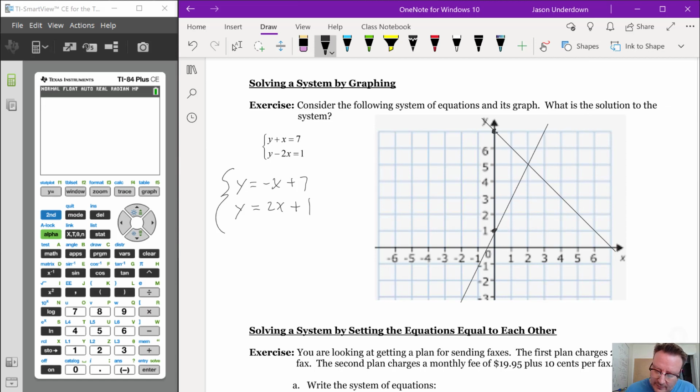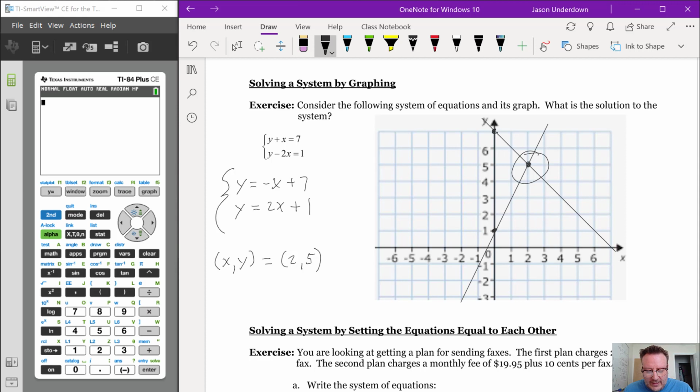Okay, and clearly the point they cross at is right here. And that is the point (2, 5). So the solution is the point in the xy plane (2, 5). How could we be sure that we did this correctly?